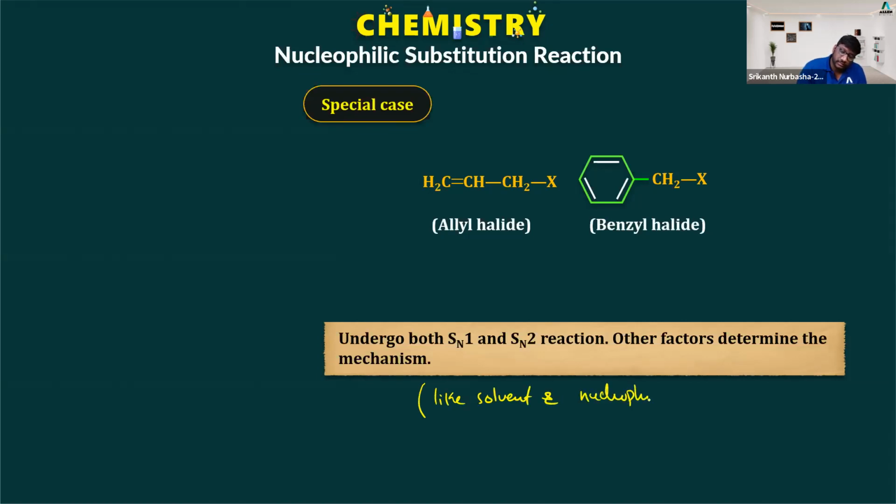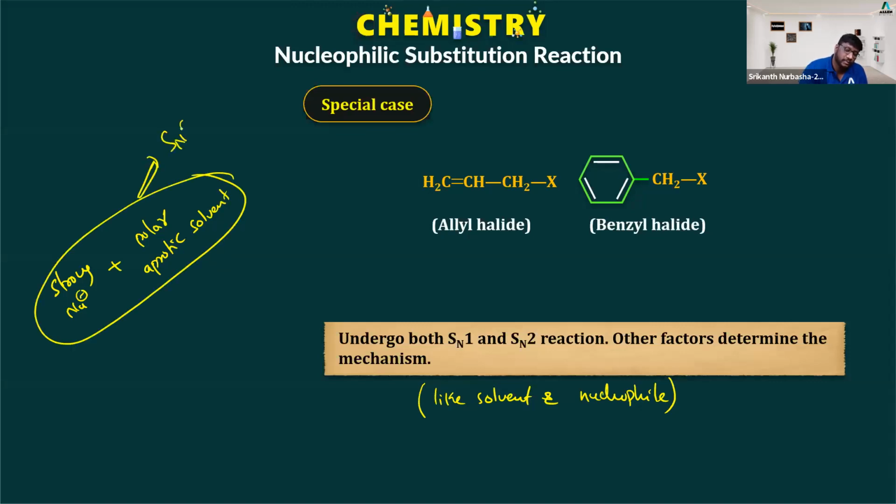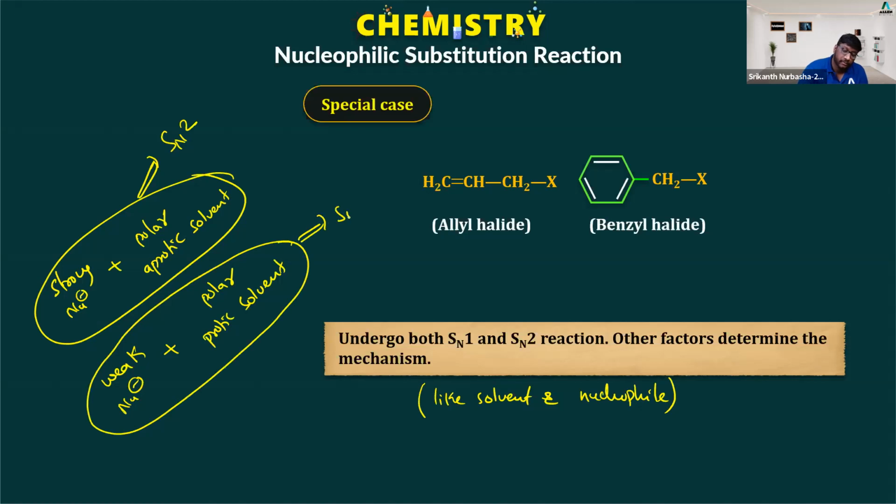nucleophile. Okay, whenever we have strong nucleophile and polar aprotic solvent, then SN2. Strong nucleophile plus polar aprotic solvent means SN2. Weak nucleophile plus polar protic solvent, then SN1. Okay. Benzyl and allyl will undergo both SN1 and SN2. If a particular compound undergoes both SN1 and SN2, then the other factors which are going to decide the type of reaction are solvent as well as nucleophile.